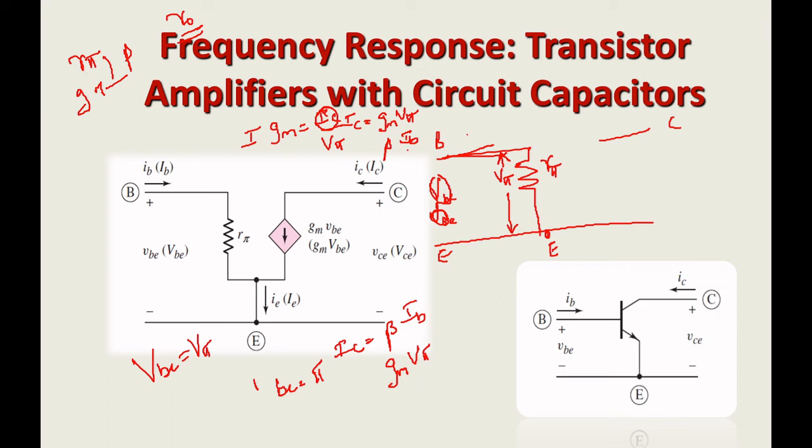This one is in terms of input current, and this is in terms of input voltage drop. So the output current IC will be beta times IB or gm times V pi. Both are the same. This is with respect to the current gain, and this is with respect to the input voltage drop. This is the dependent source. Both are dependent current sources.